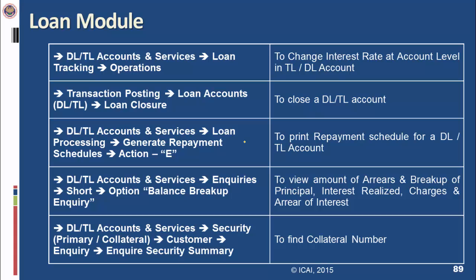Now we are onto the loan modules, that is DLTL, account and services. For loan tracking or the change of interest rate or the verification of masters, we can go to the DLTL services and loan operation. Loan closure is from here. Repayment schedule can be generated through DLTL, loan processing, generate repayment schedule. Action is E, that is repayment. Balance breakup inquiry can be extracted through the short inquiry option.